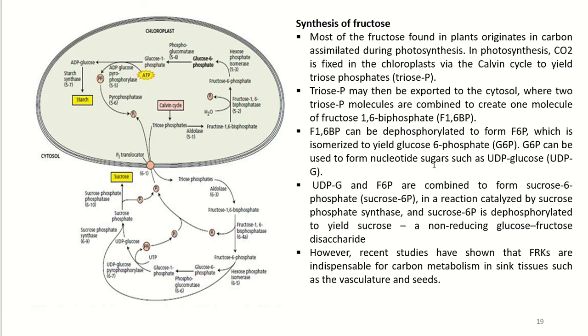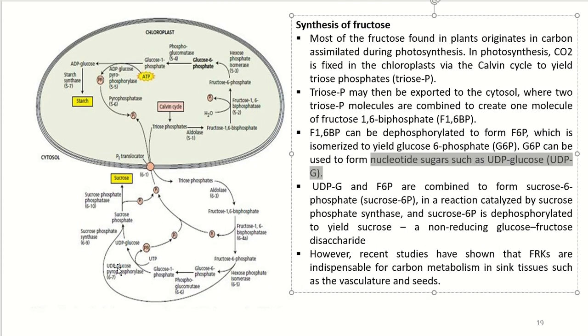form a nucleotide sugar, that is UDP-glucose. Here you can see UDP-glucose and fructose 6-phosphate are combined to form sucrose 6-phosphate, and this reaction is catalyzed by sucrose phosphate synthase. Sucrose 6-phosphate is then dephosphorylated, meaning removal of phosphate, to yield sucrose.